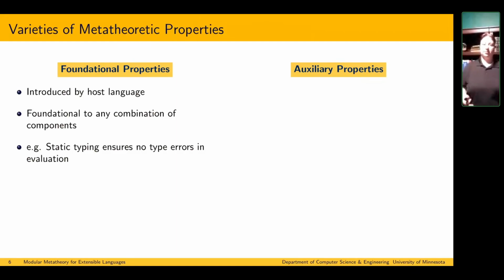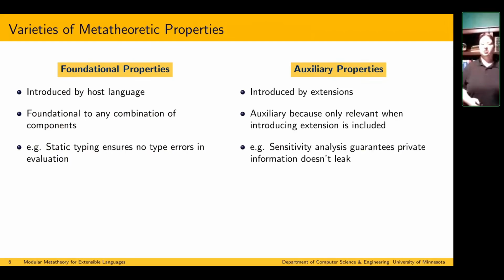Foundational properties, which are introduced by the host language and provide a foundation for the metatheory of the full language, similar to how the host language's definitions provide a base for the definitions of the whole language. For example, the host language might introduce a property that its static typing ensures we don't have type errors in evaluation. Then we have auxiliary properties, which are introduced by extensions.